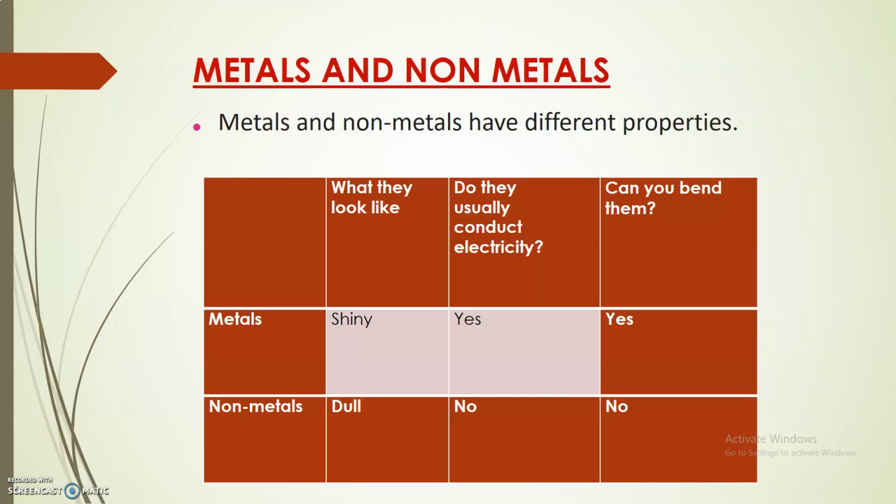At last, we'll sum up metals and non-metals and their differences. Metals and non-metals have different properties. What do metals look like? They look shiny, but non-metals look dull. Do they usually conduct electricity? Metals, yes, they conduct electricity. But non-metals usually don't conduct electricity, so the answer is no. Can you bend them? Usually metals, we can bend them, yes. But in the case of non-metals, it is no, because we usually cannot bend them. So this is the important difference between metals and non-metals.